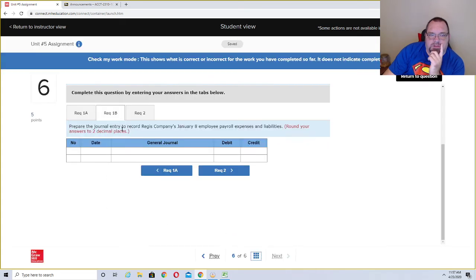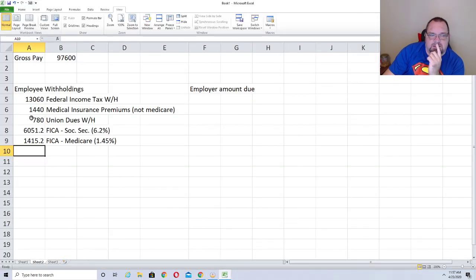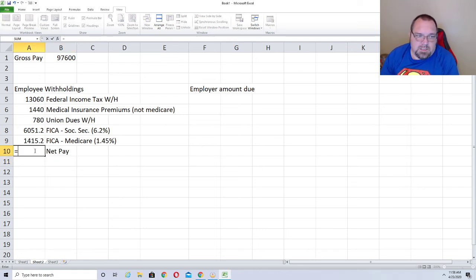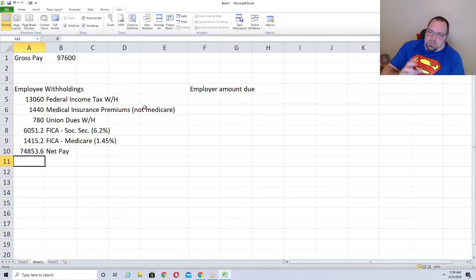Okay, so the entry that I started on my Excel spreadsheet, this is essentially the majority of that entry. So what's our net pay? Let's see what net pay is. This is going to be this number minus the sum of our withholdings. Here we go.